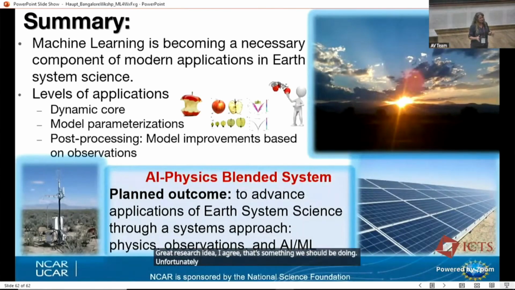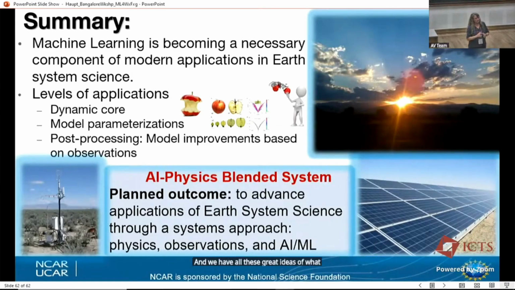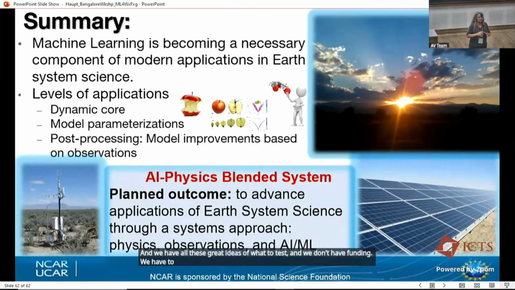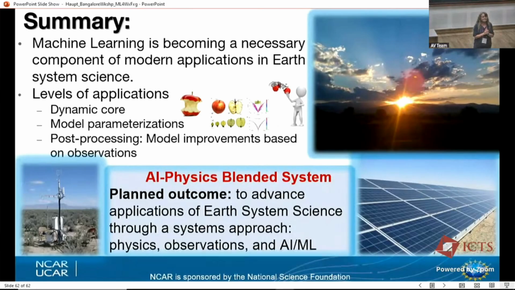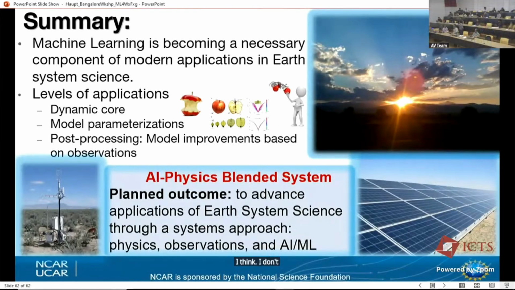Unfortunately, we don't have funding to do that. Limited team. That's a bit of the problem when we're at an organization where we do what our funders have funded us to do. And we have all these great ideas of what to test and we don't have funding. We have to go on to the next problem. Look forward to this one as your PhD problem or something.